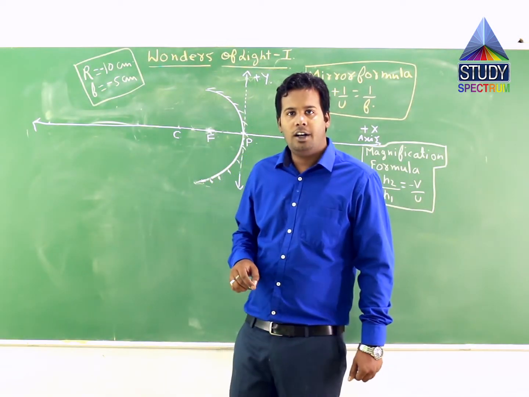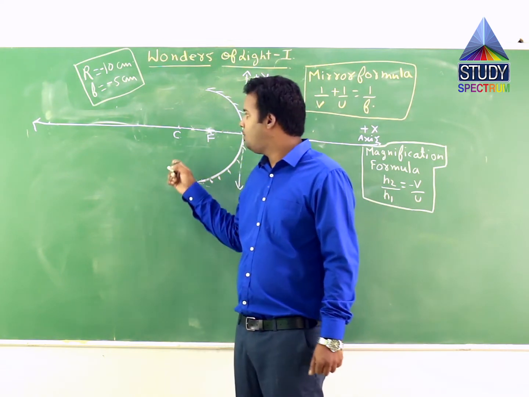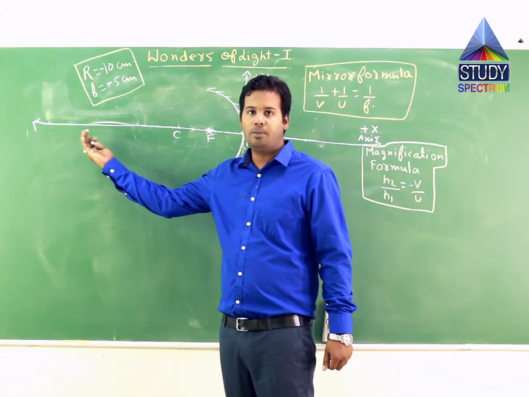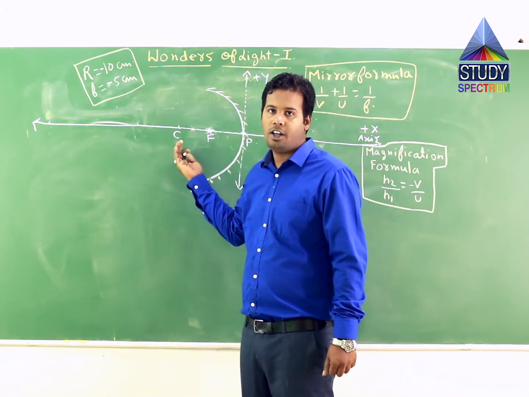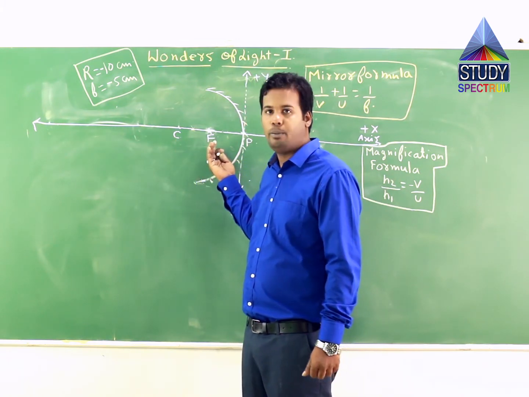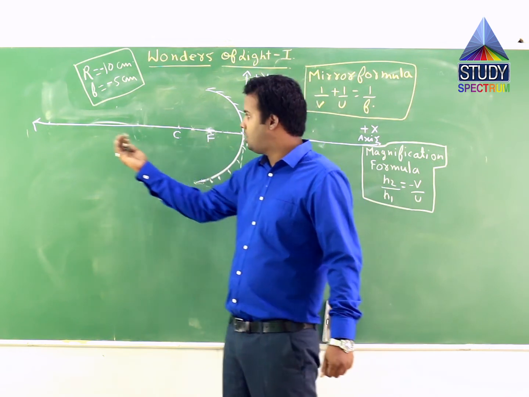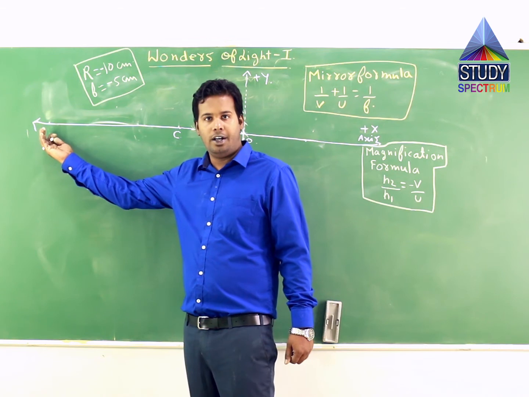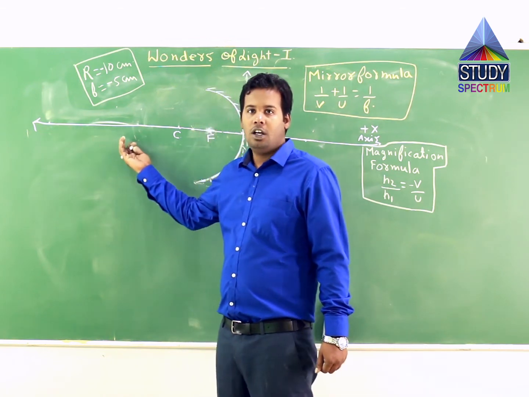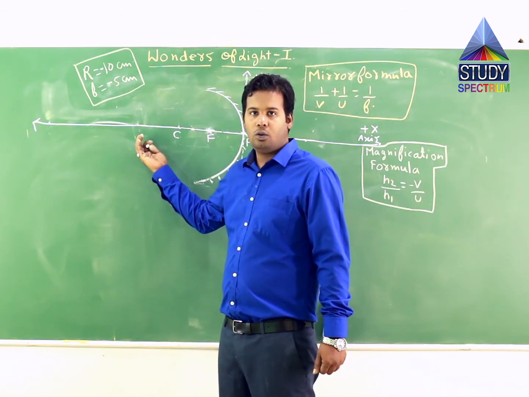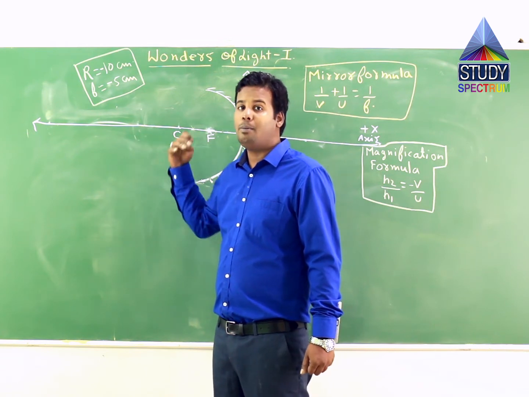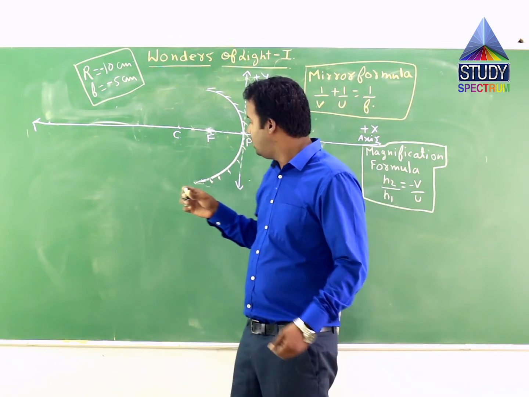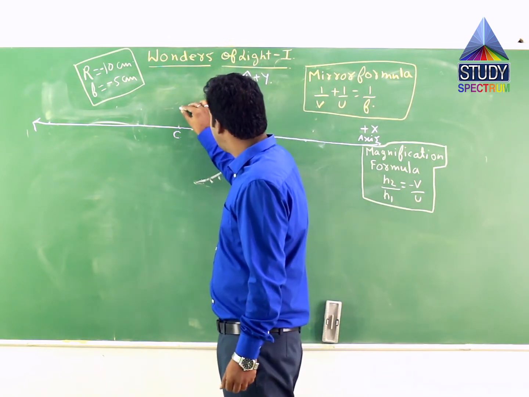Now let us take the third case, when the object has been placed at the center of curvature. That was our third point. We are trying to shift the object nearer and nearer to the pole of the concave mirror. The first case was the object placed at a very far distance, that was infinity. The second case was the object placed near the center of curvature but beyond it, which we have seen. Now the third case is the object placed at the center of curvature.